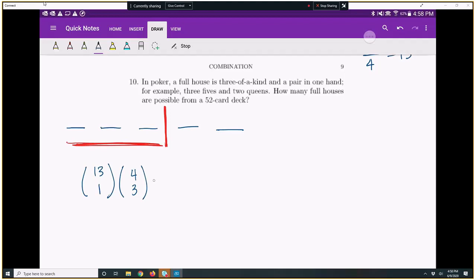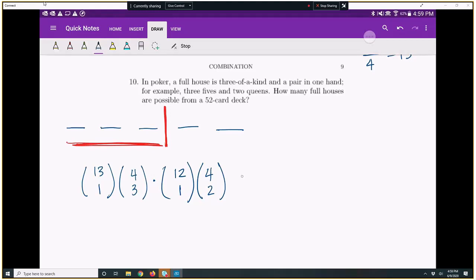But then I'm also going to have a pair. I have 12 cards left over because I've already chosen one of the cards to be my 3 of a kind. So I'm going to choose 1 from 12. And then again, the suits matter, so I'm going to choose 2 suits from the 4 possible suits. So this is going to be the number of full houses possible.